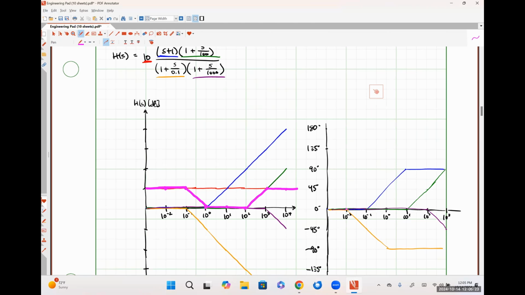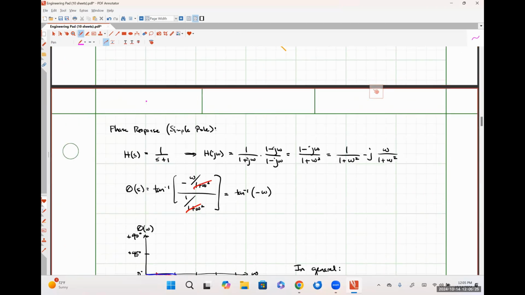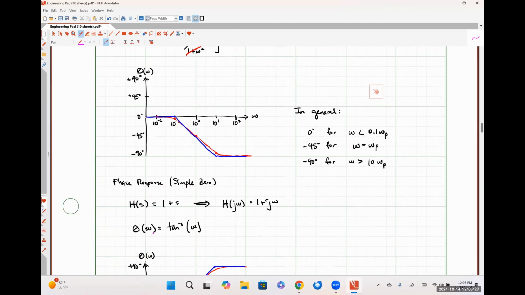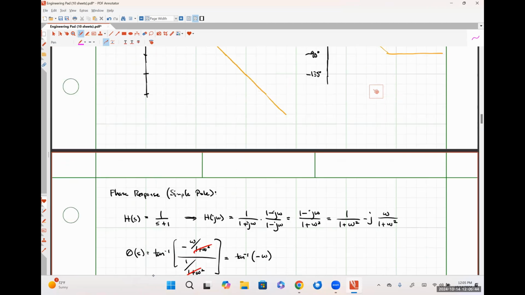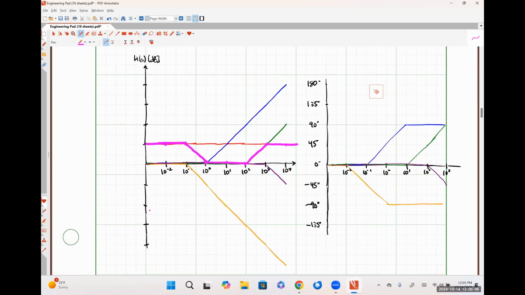Yeah. So remember, sorry, let me scroll back down here. In general, we're 0 until we hit 1 decade below our pole frequency. We're 90 as soon as we hit 1 decade after our pole frequency. We are at 45 at exactly our pole frequency. And so now when we add things together point by point, all of these zeros add together to make 0. So we're just going to come down, go to here.